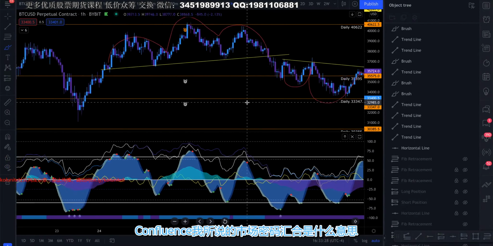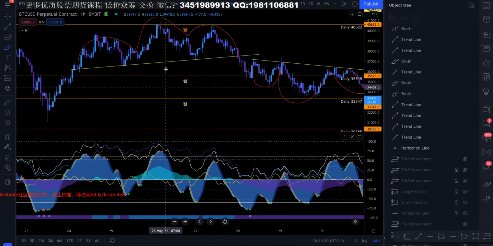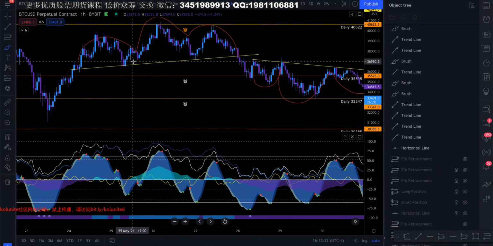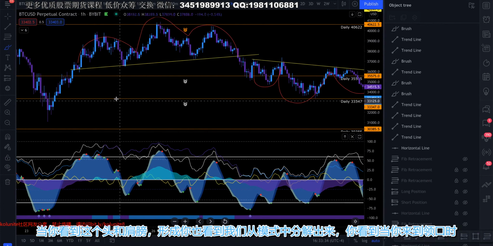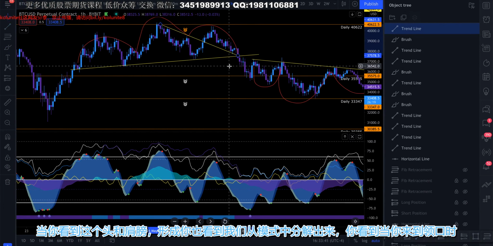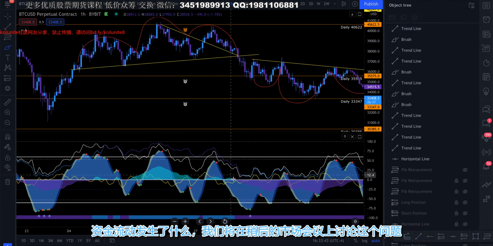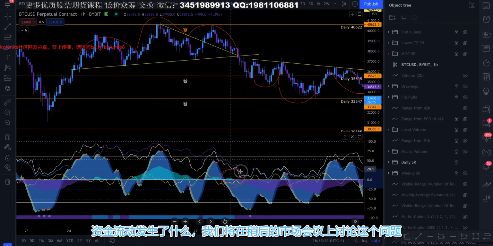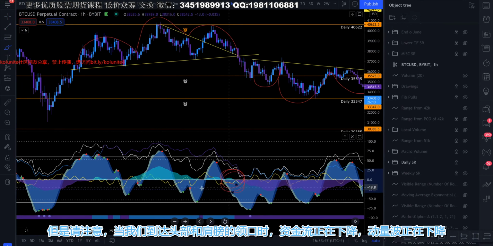Okay, what do I mean by Market Cipher Confluence? Here's what I mean. Check it out. When you see this head and shoulders forming, you also see, as we're breaking down from the pattern, that as you're coming to the neckline, what's happening to the money flow. And we're going to get into this later in the Market Cipher sessions. But notice something. Money flow is coming down.